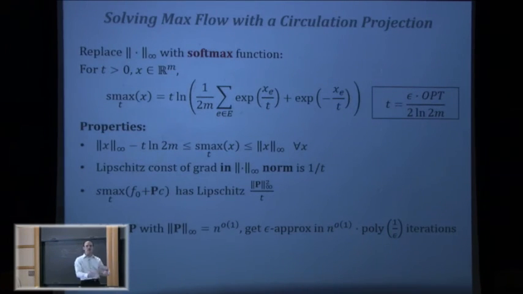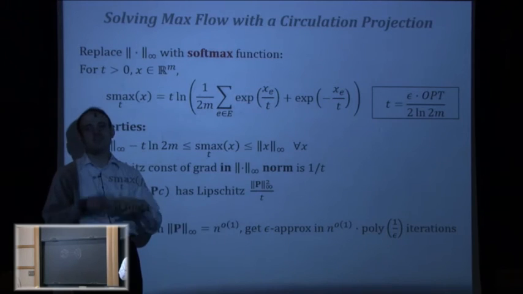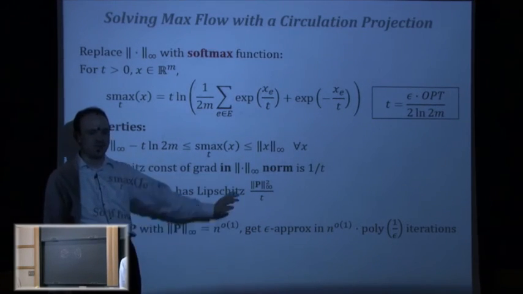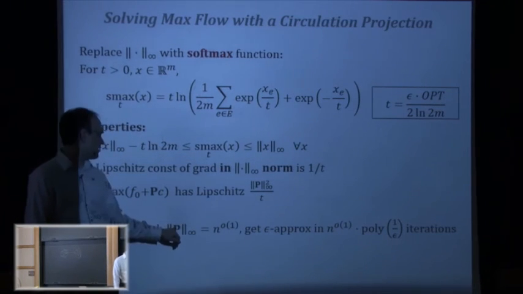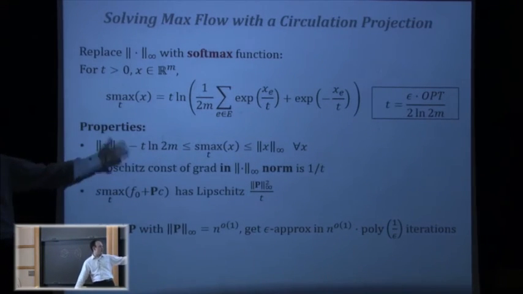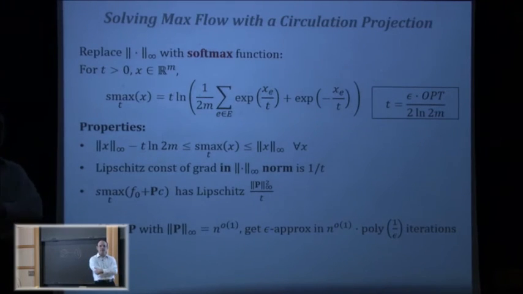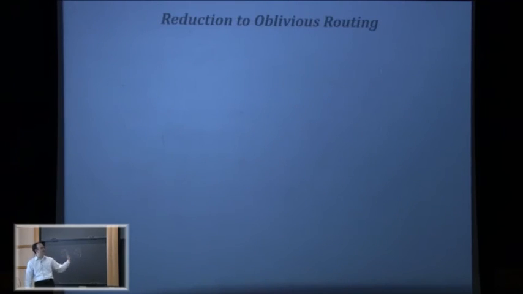So given all of this, what we've done is reduce it to constructing a circulation projection where the iteration bound is some nice function of P infinity. All you're going to need to know is that it's polynomial, because we're not going to worry about how many log factors we get, and the infinity norm is going to be small enough that it won't really matter. So if I could give you a matrix P with infinity norm that's n to the little o of 1, then I will get an epsilon approximation in n to the little o of 1 poly 1 over epsilon iterations. And then we'll be in good shape. Assuming a whole bunch of things like that, we can actually do it quickly.